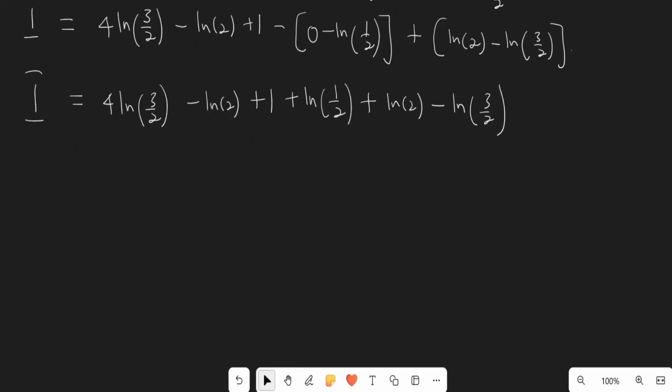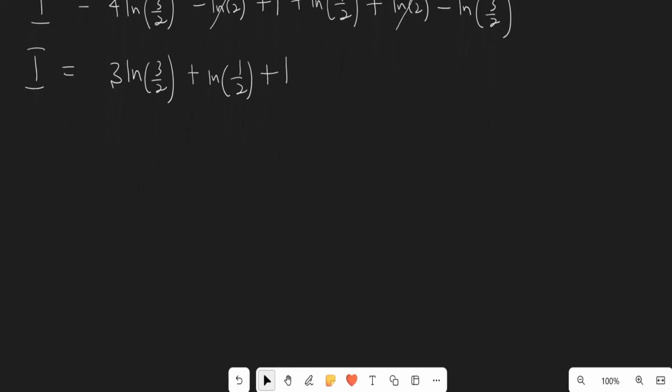Alright, so there will be cancellations, right? So I is going to be equal to 4 times the ln of 3 over 2, and then the ln of 3 over 2, we subtract that, that is going to be 3 times the ln of 3 over 2, right? And this one, we have negative ln of 2 is going to cancel the positive counterpart. So this and this will cancel out, and you are left with plus the ln of 1 over 2 plus 1. Alright, so let's simplify this one to match with the answer that Wolfram Alpha is giving.